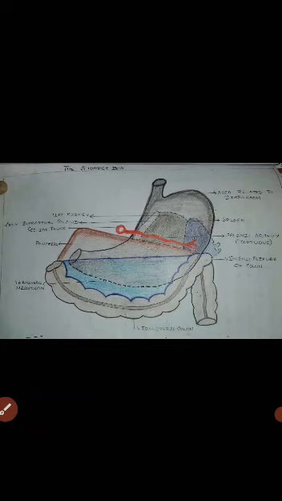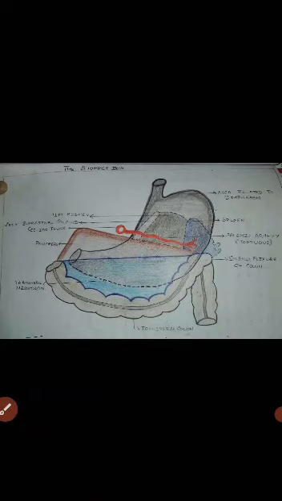The shape of the stomach can be studied by obtaining a barium meal radiograph. The stomach is a very distensible organ, so the size and capacity of the stomach are also large. The stomach is 25 centimeters long. The mean capacity of the stomach is 30 ml at birth, and it increases to 1000 ml at puberty, and in adults it becomes 1.5 to 2 liters.